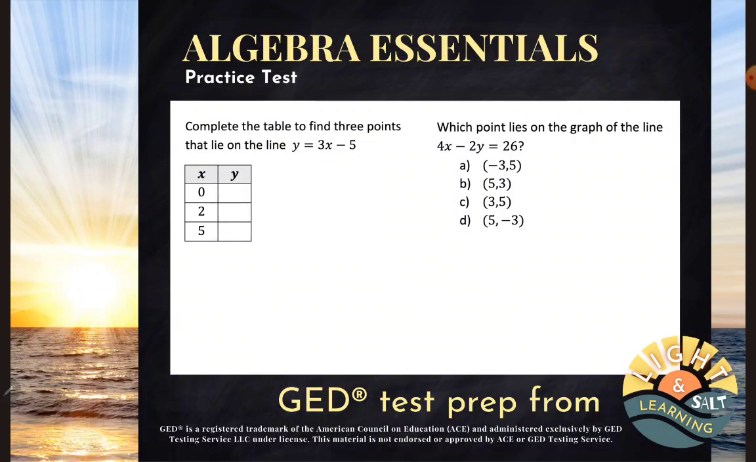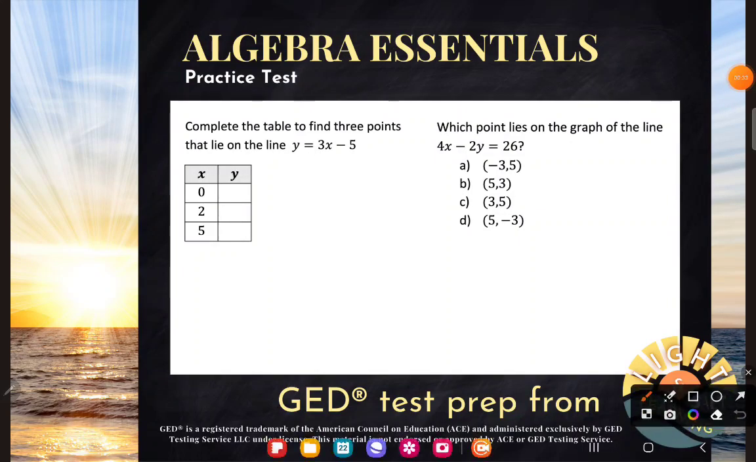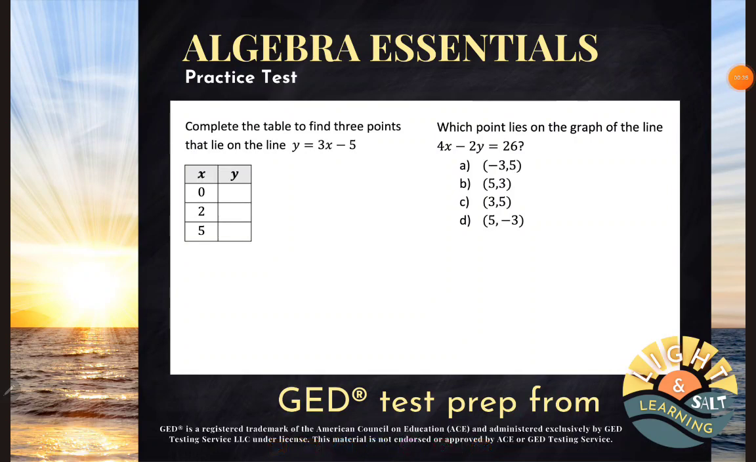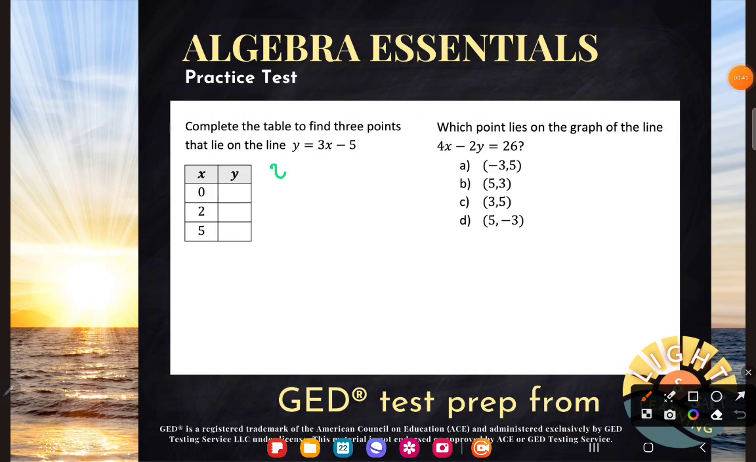So first one says complete the table to find 3 points that lie on the line y equals 3x minus 5. All right, so they give me this line, but notice what the line is. It's an equation. And so this is where I'm saying that your algebra skills can come in handy. We have this equation, y equals 3x minus 5. And what I got to say is we know some of these values. Look at what your table says.